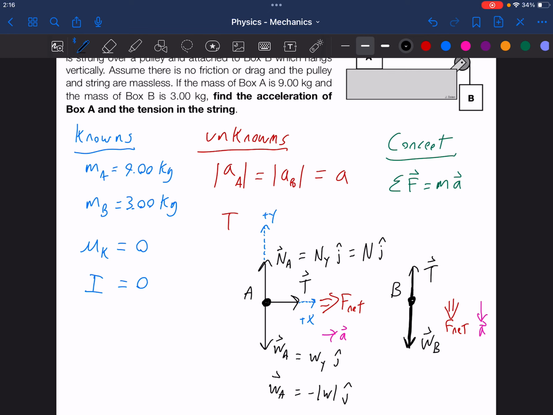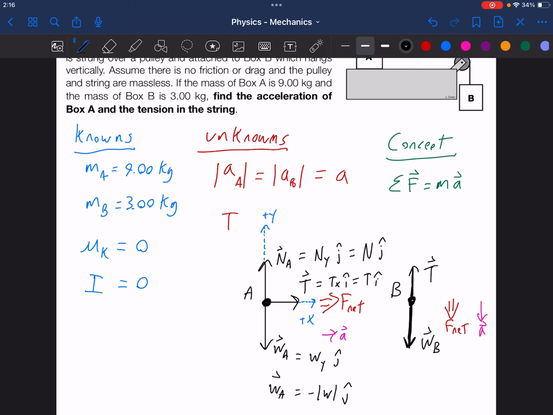Similarly, tension must be in the x direction. So it has some x component, i hat, and what is that x component? Tension entirely points in the x direction, so it's just going to be the whole tension vector magnitude, i hat. Okay, let's do the same thing for B.